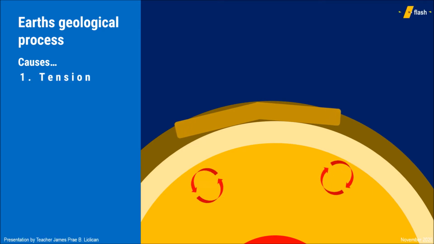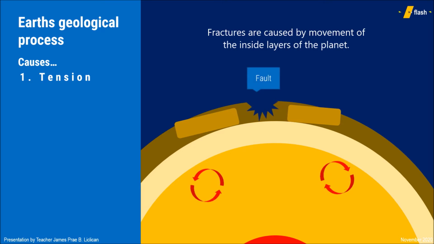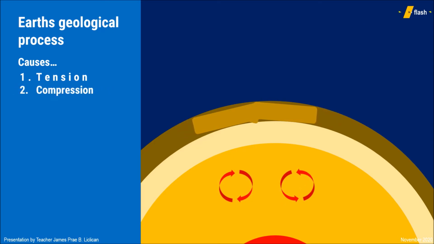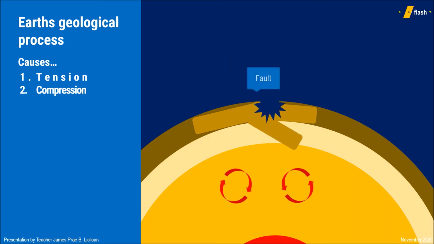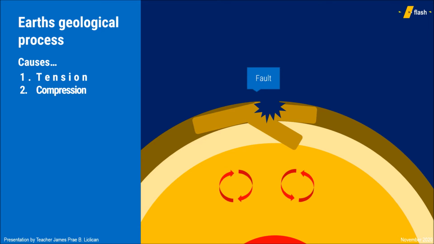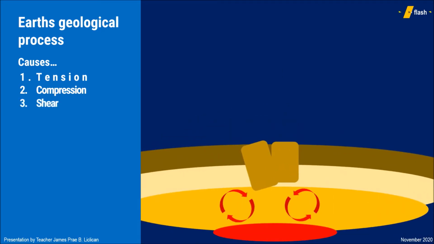Our planet, based on your recent study, is made up of layers. The crust, being the topmost layer, happens to be the most affected in terms of movement occurring underneath. This movement is what we call plate movement. Plate movement causes rocks to be compressed or stretched, which in turn causes earthquakes and the formation of faults.